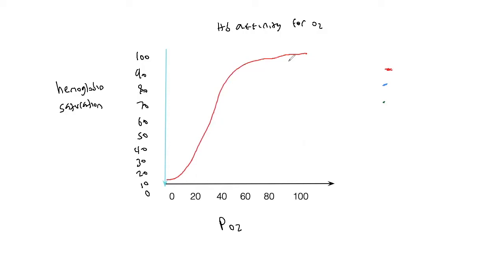Now what happens if you decrease the temperature? Well, the curve is going to shift to the left significantly. So this is going to be 20 degrees Celsius. Red is going to be 37 degrees Celsius. And then in green, we're going to have 43 degrees Celsius, and the curve is going to shift to the right.